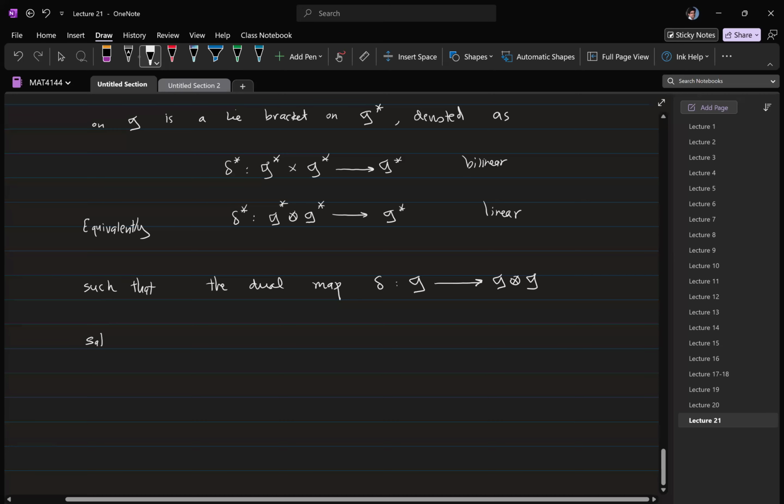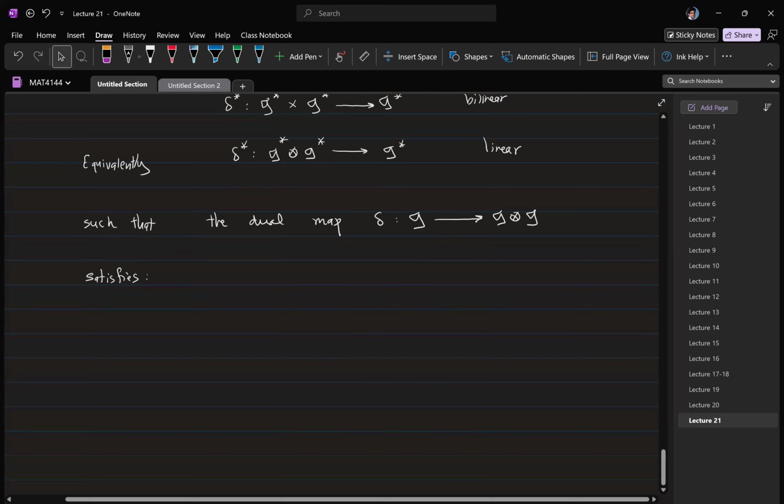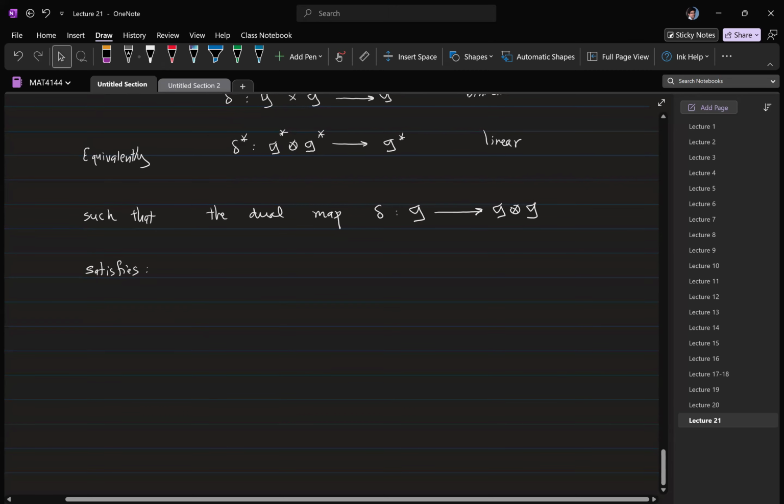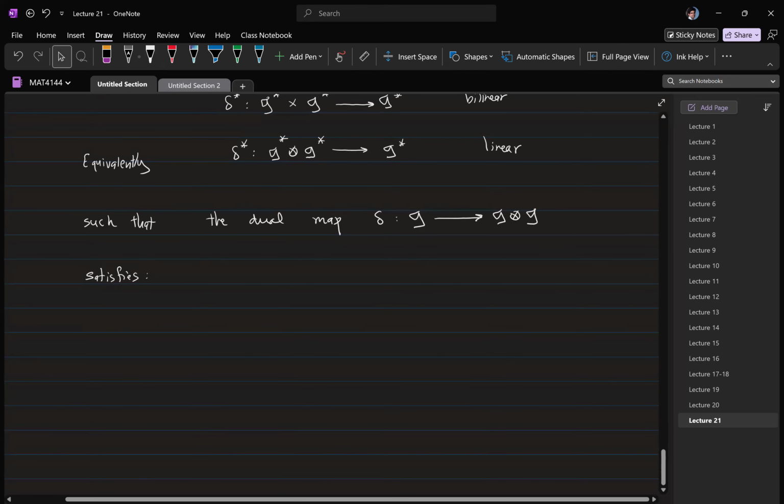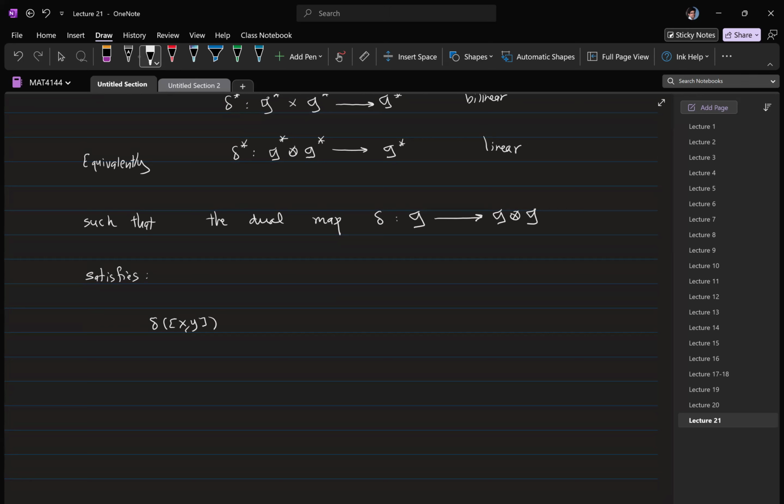It satisfies the following conditions. I mean, just one condition to be precise, and that is the following: delta of the bracket. So somehow this delta, which comes from the bracket of G star, should interact with the bracket of G. Somehow they cannot be independent of each other. They should talk to each other in the following language, in the language of cocycles, which is this.